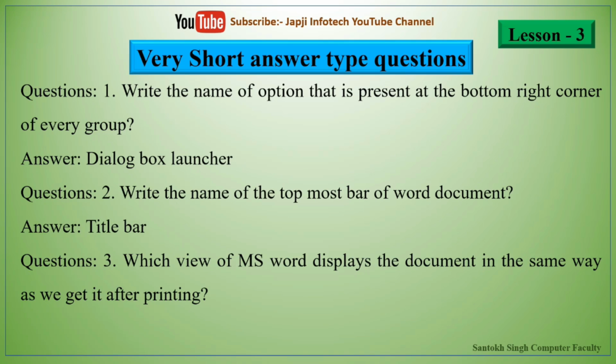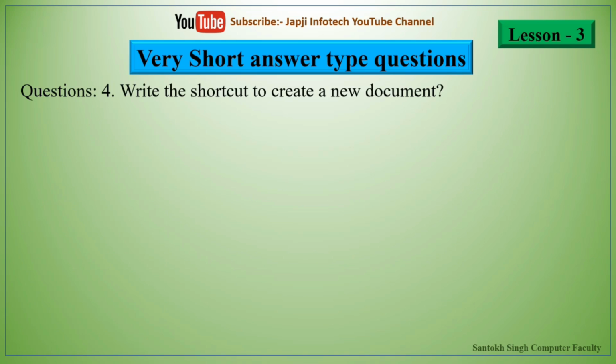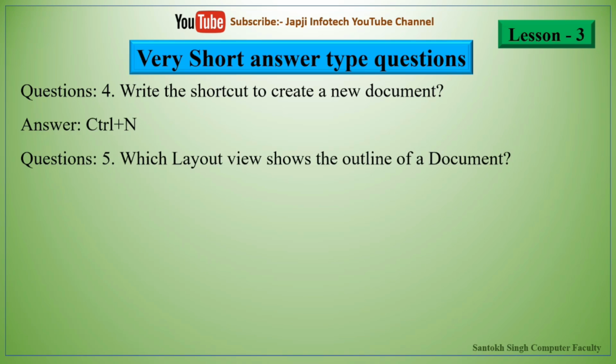Third one is, which view of MS Word displays the document in the same way as we get it after printing? The right answer is print preview. Our fourth question is, write the shortcut to create a new document. The right answer is Control plus N. Fifth one is, which layout view shows the outline of a document? The right answer is outline view.